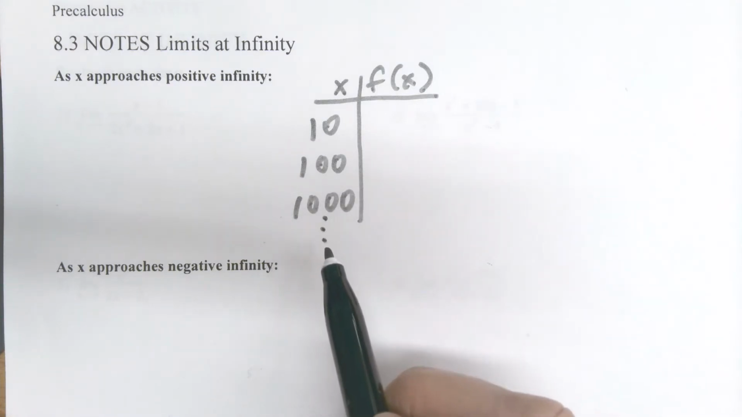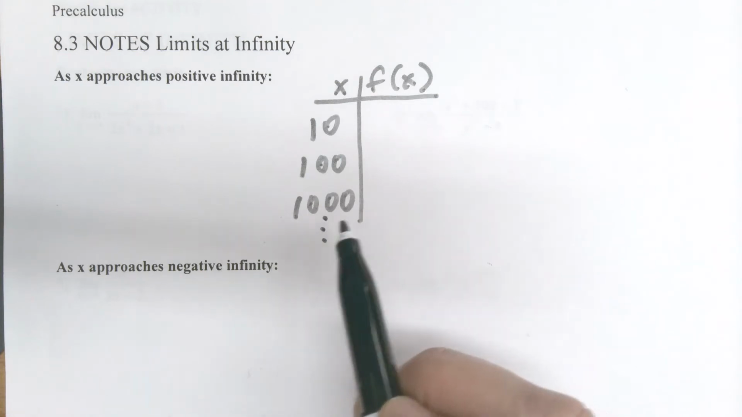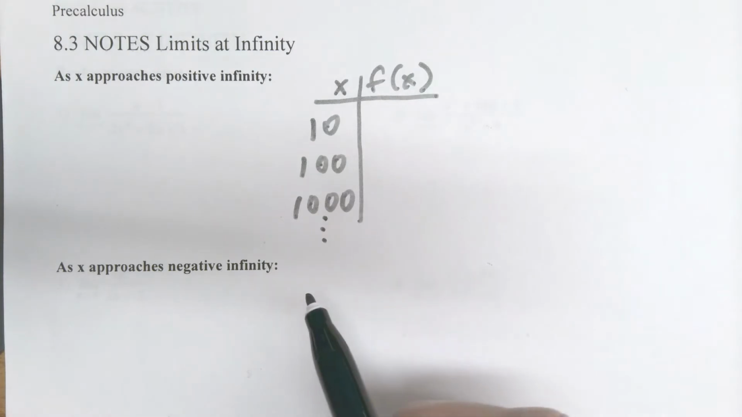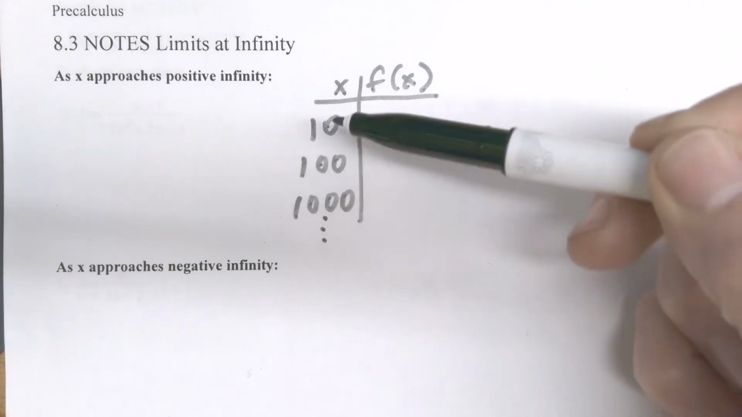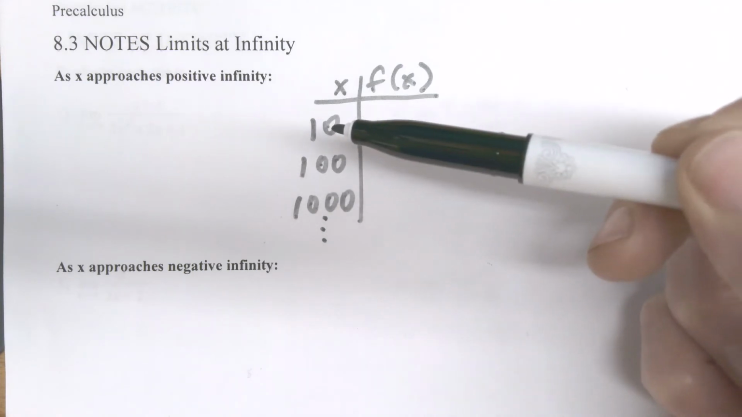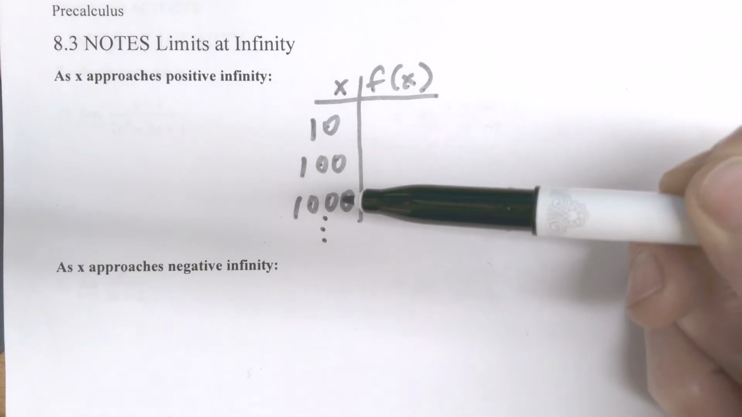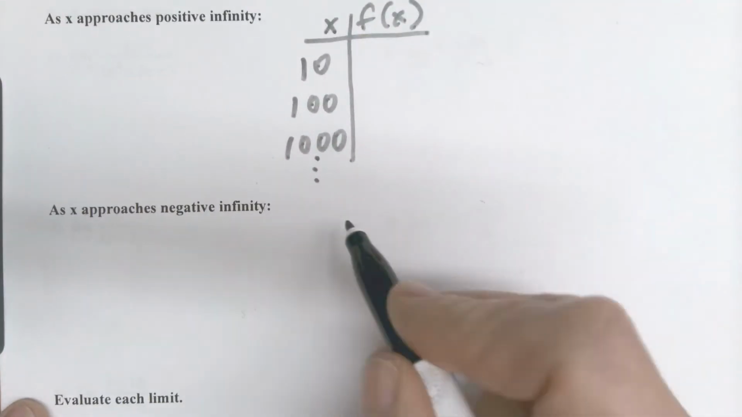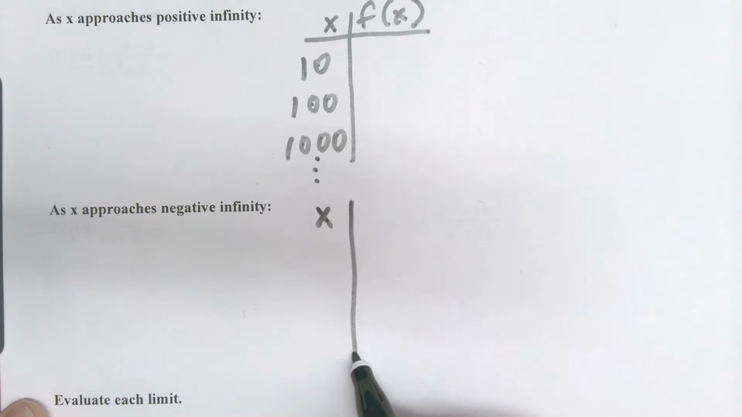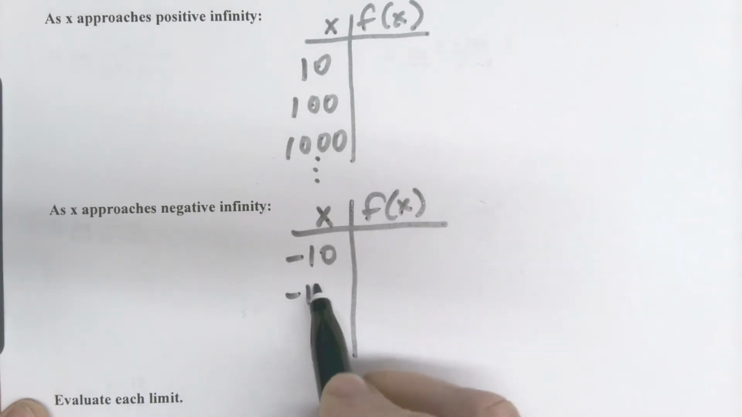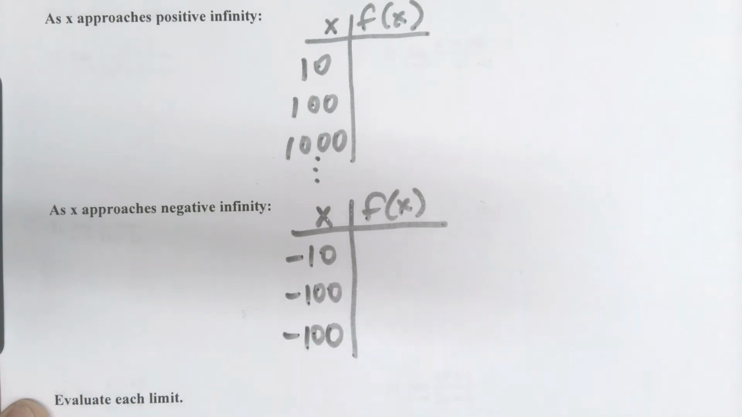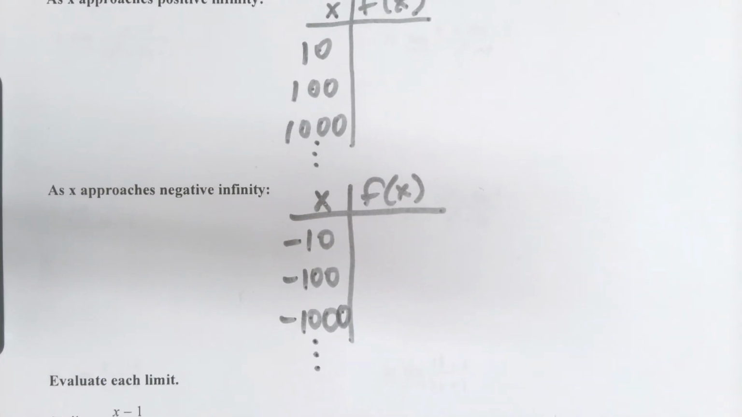If you need to do more, I put a ... here because if I need to do more, I would try 10,000, 100,000, a million in order to find the pattern. But usually I can get a really good idea of the pattern just by looking at how it's changing as I approach 10, 100, and 1,000. And likewise, if I'm approaching negative infinity, I would do a similar table other than I just changed those to negatives. That's 1,000 here. And again, if I needed more, I would plug in a few more.